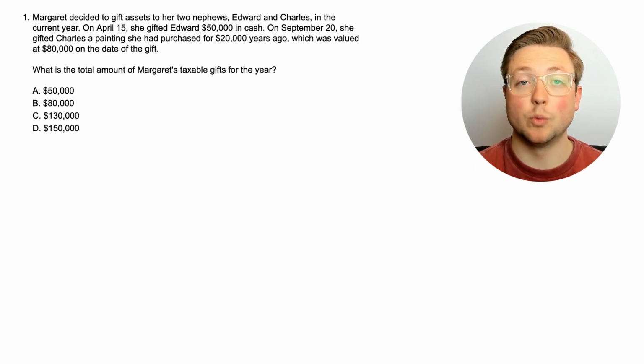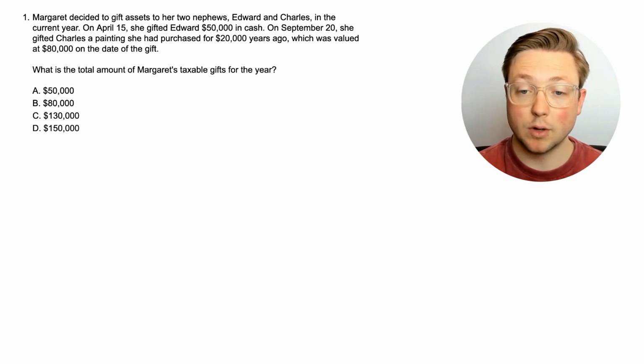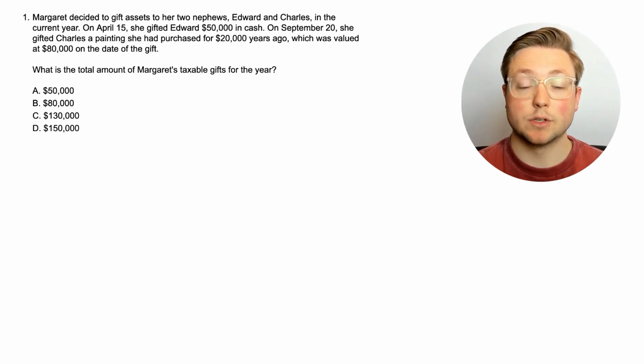Okay, here is question 1. Margaret decided to gift assets to her 2 nephews, Edward and Charles, in the current year. On April 15th, she gifted Edward $50,000 in cash. On September 20th, she gifted Charles a painting she had purchased for $20,000 years ago, which was valued at $80,000 on the date of the gift. What is the total amount of Margaret's taxable gifts for the year?